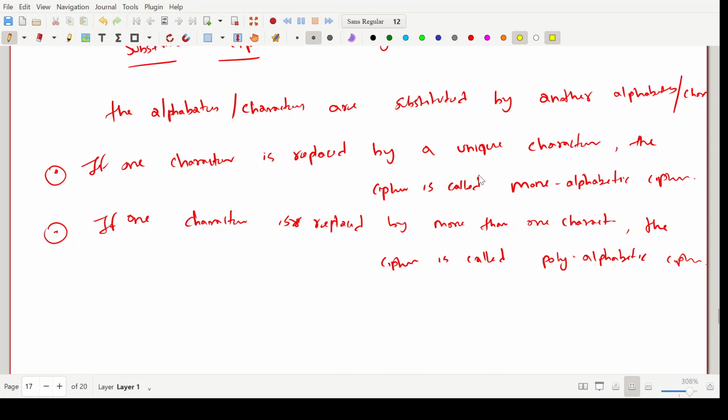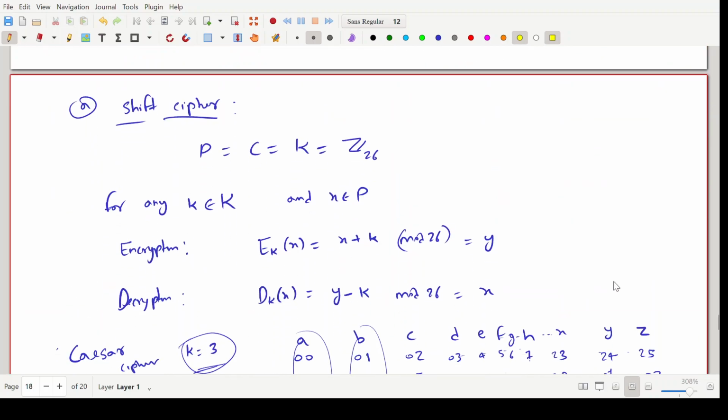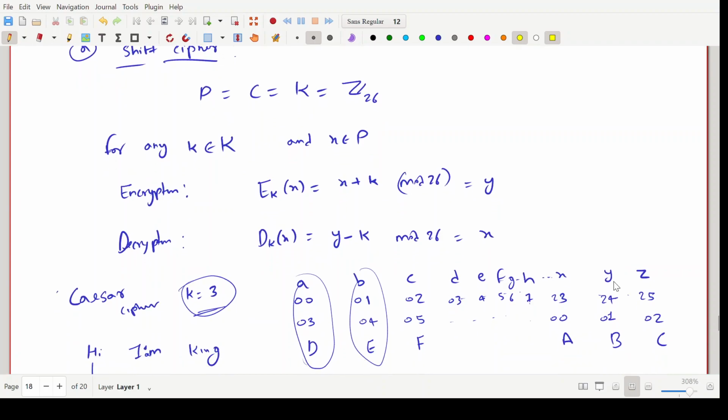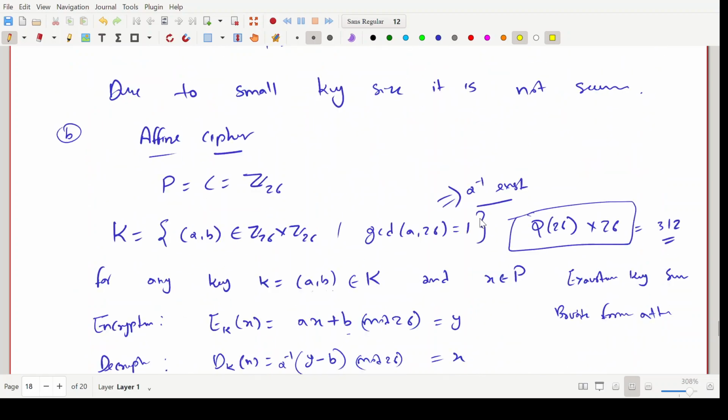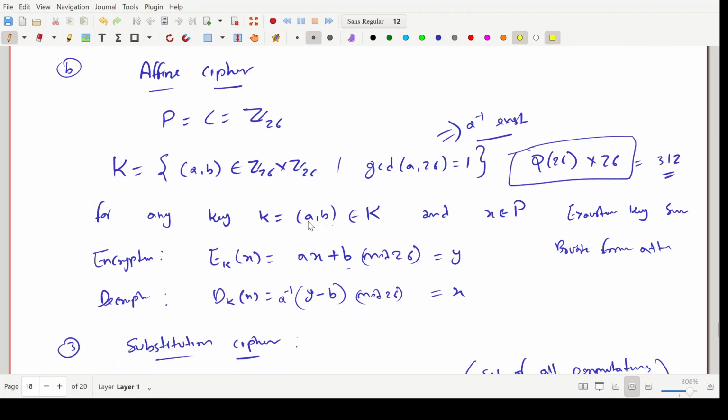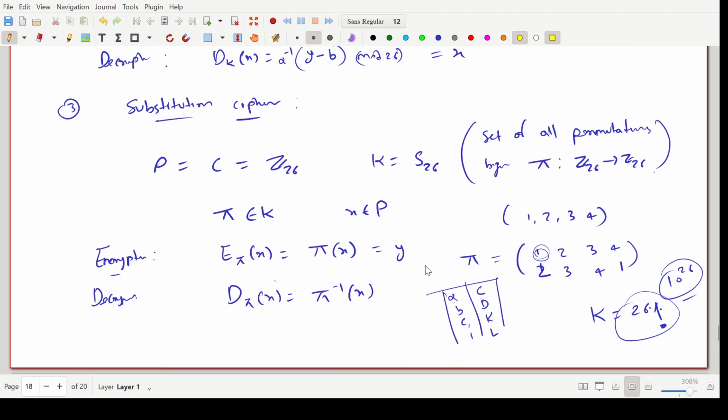There were two things which I had focused on. If one character is replaced by a unique character, then it is a monoalphabetic cipher. If one character is replaced by more than one character, then it is called a polyalphabetic cipher. The first one was the shift cipher, where the encryption was x plus key modulo 26. Then the affine cipher, where the key space was the tuple (a, b), and encryption was ax plus b modulo 26.